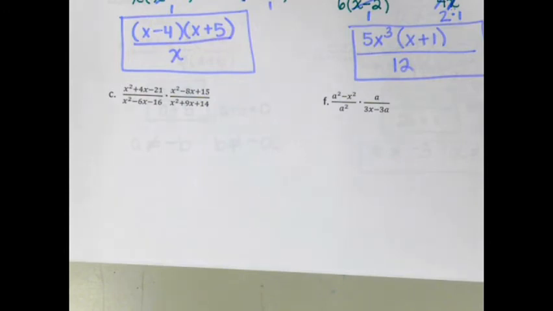Let's go ahead and do C and D here real quick. Ms. Cochran, do we have to state the restrictions for these ones? No, only when it says to state them. Okay. All right, let's look at C.